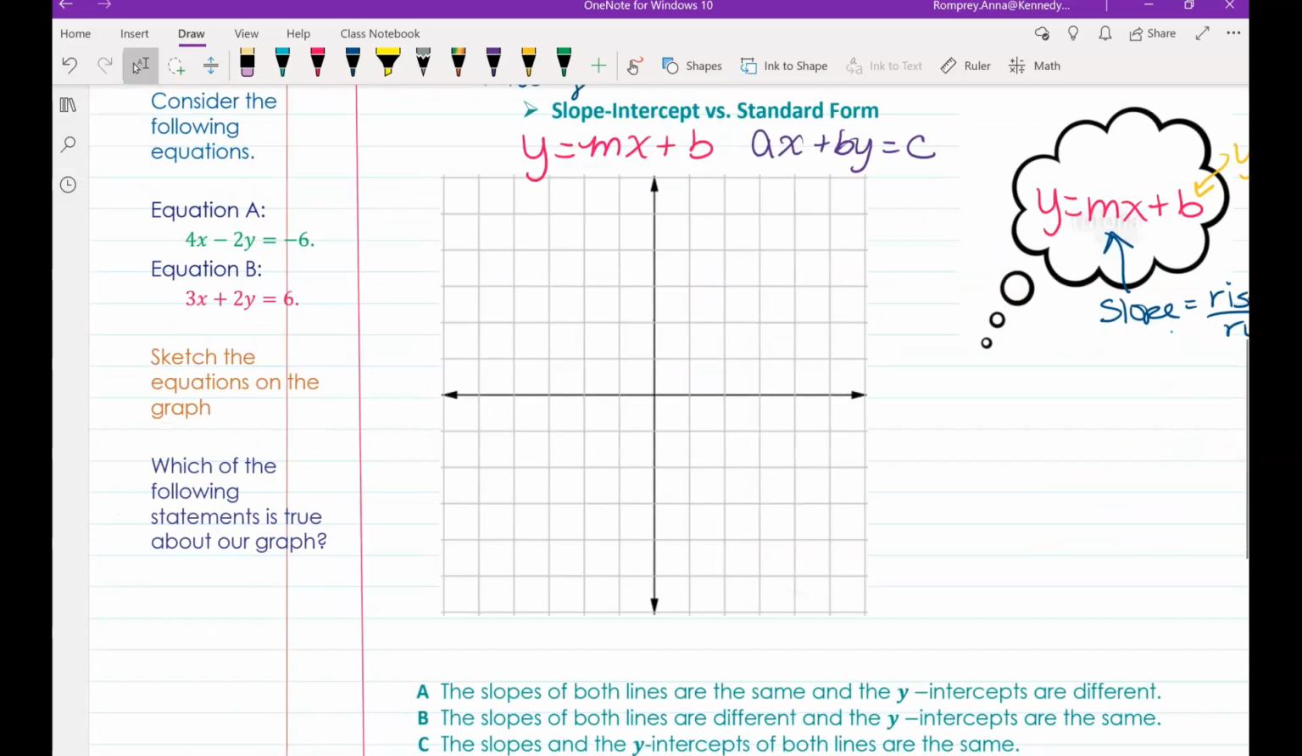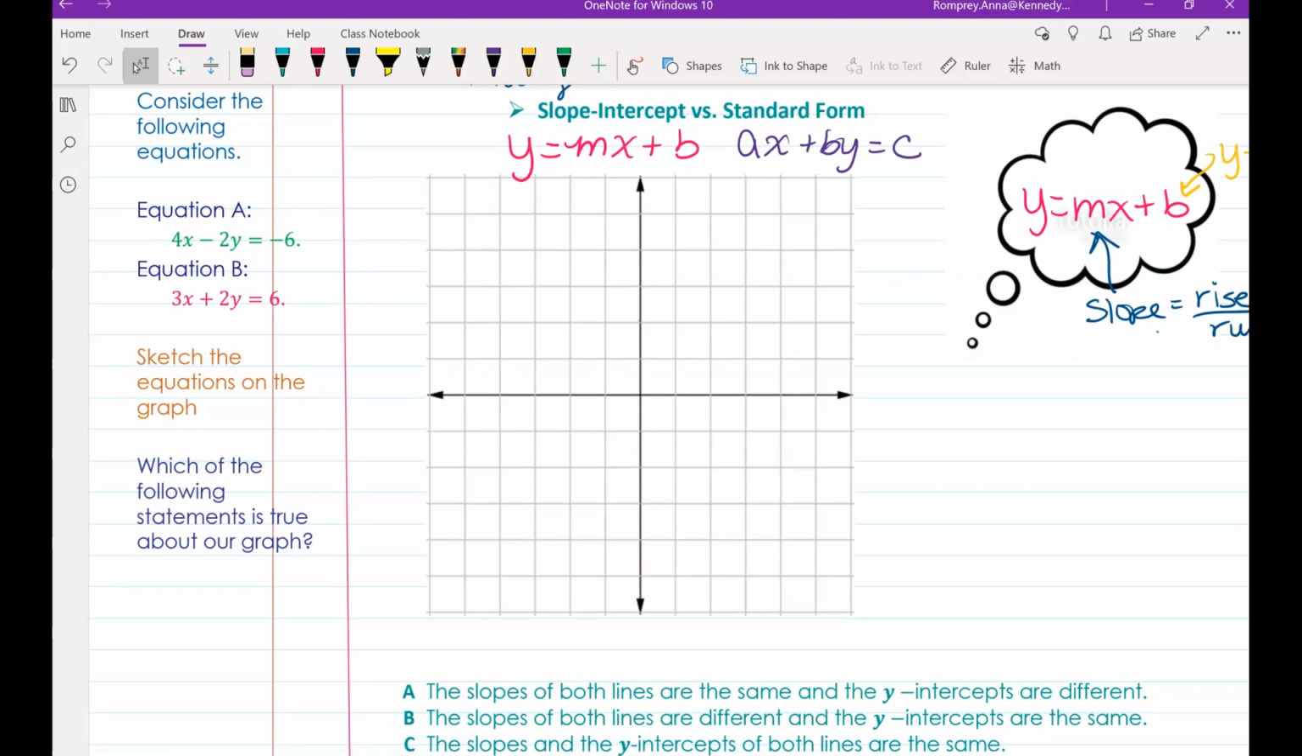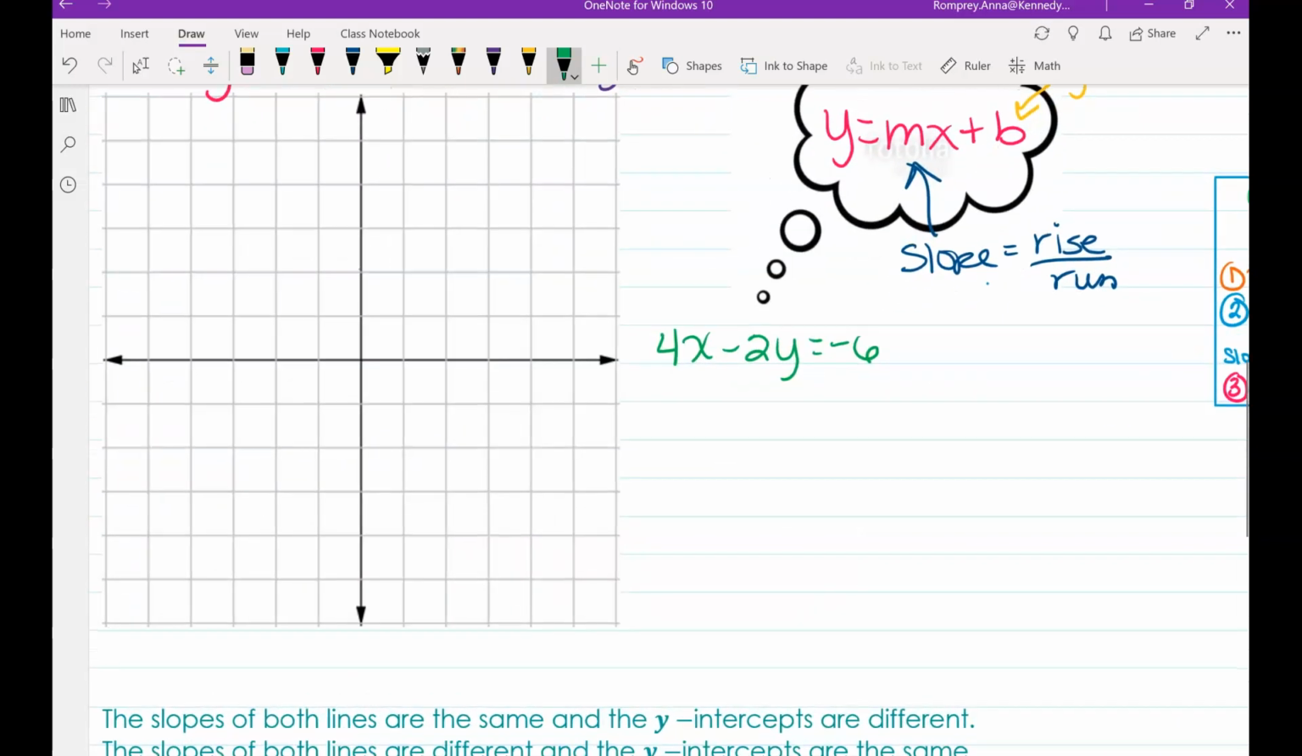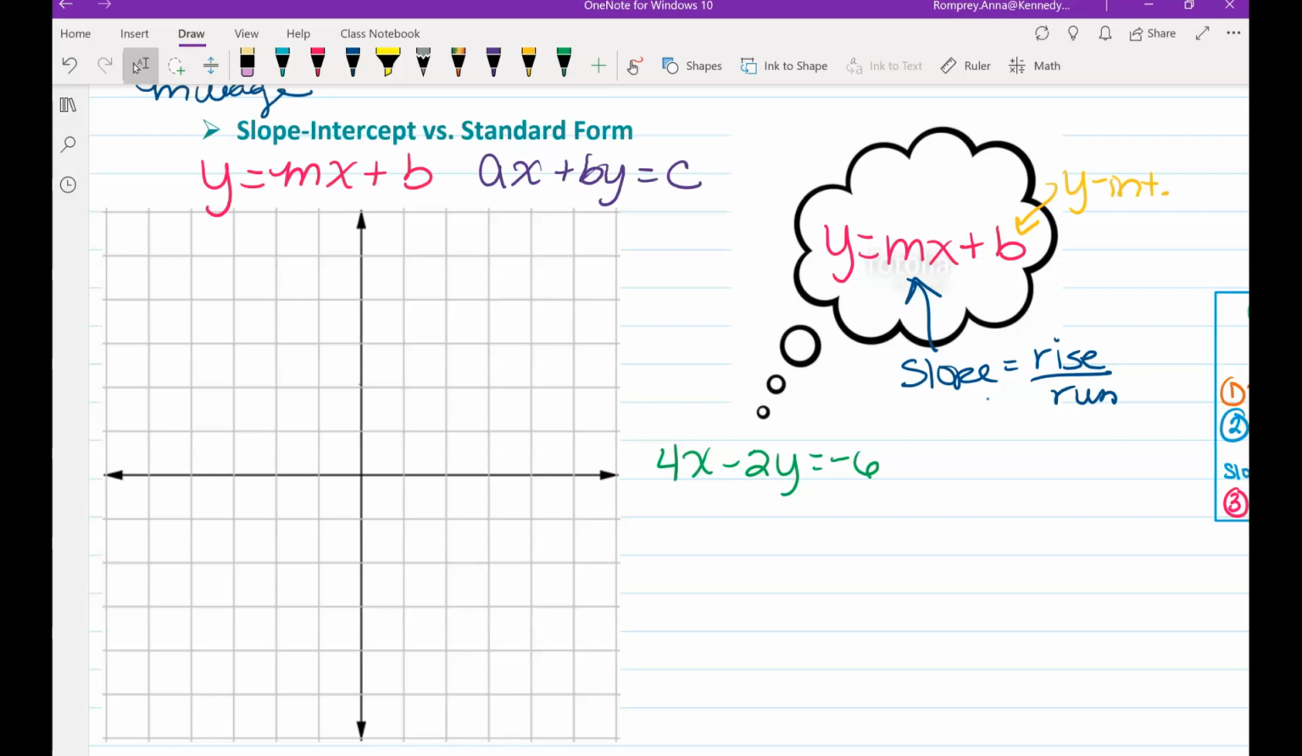Okay? So let's go ahead and look at equation A. So equation A, 4x minus 2y equals -6. All right, so that is in standard form. Standard form is not useful for graphing, but slope-intercept form surely is. So I've got 4x minus 2y equals -6. Okay, this is where that solving comes into play. So the better you are at solving, the easier time you'll have with this.